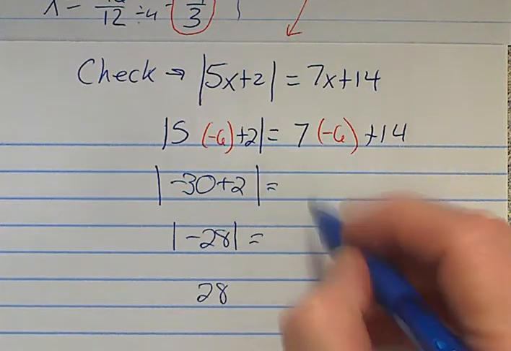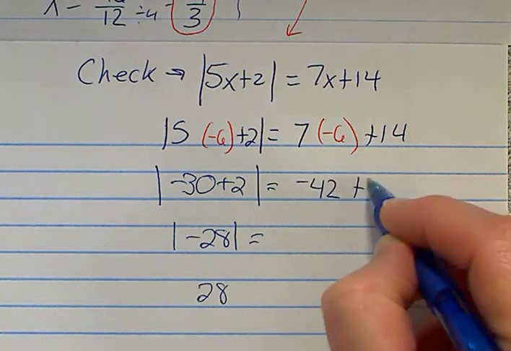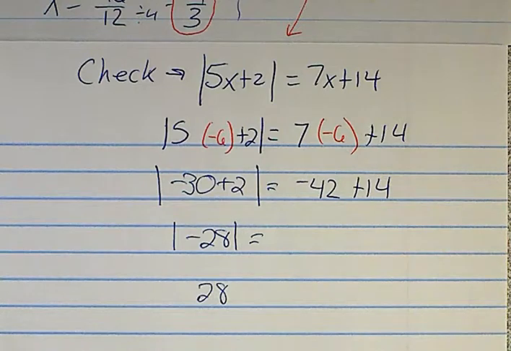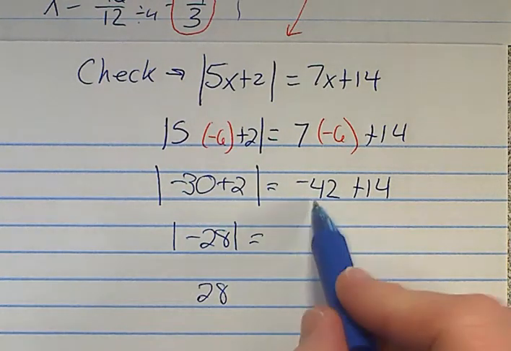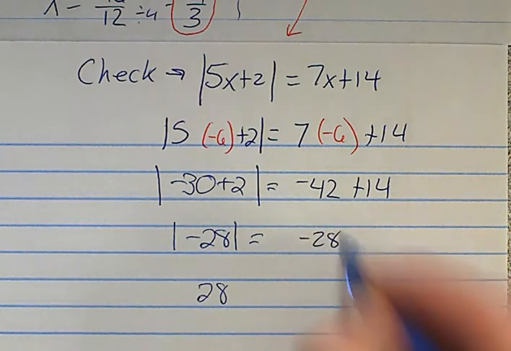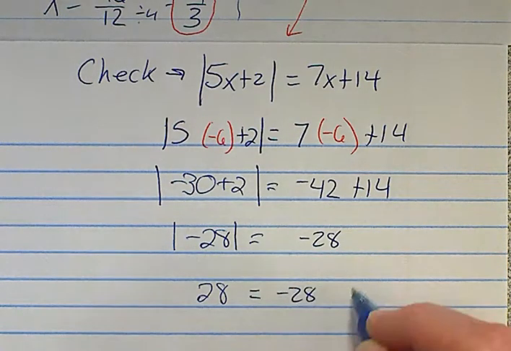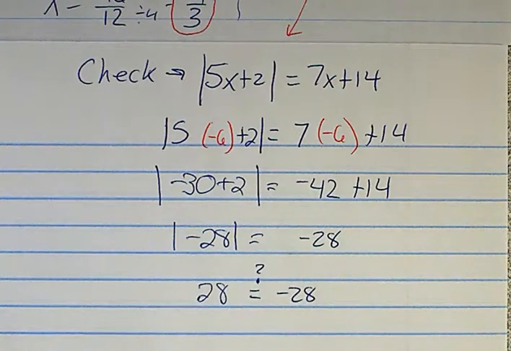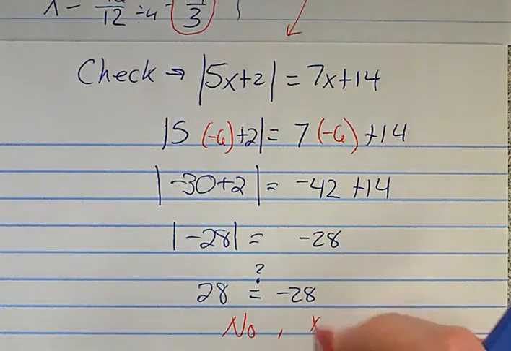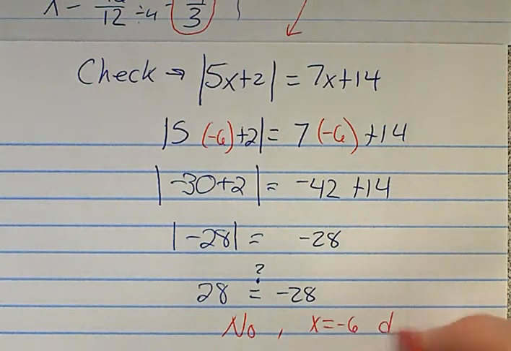7 times negative 6 is a negative 42 plus 14. Negative 42 plus 14 will be a negative 28. So does, and that's the question at the end, does positive 28 equal a negative 28? Well, almost. They're both 28s, but one's positive and one's negative, so nope. So that means x equals negative 6 doesn't work.